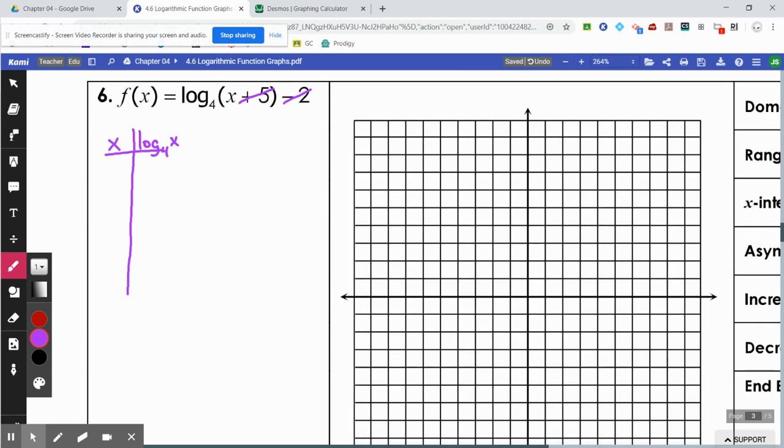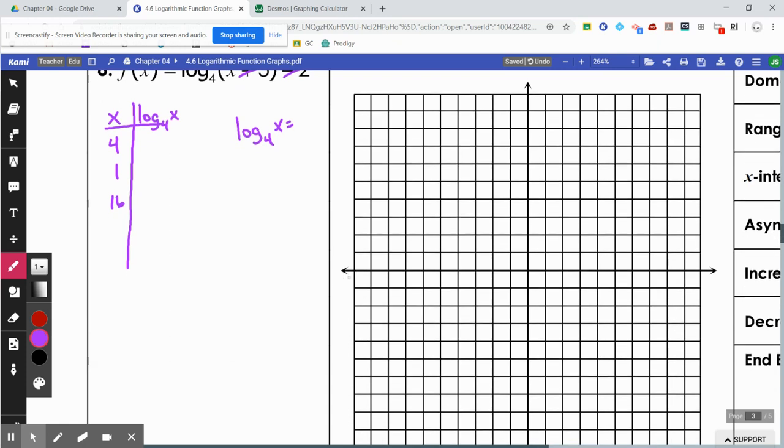So when you're doing log base 4 of x, let's again talk about that. You're saying 4 to what power is x? So 4 to the first power is 4, so 4 is going to be an easy one. I know 1 will be an easy one. 16 will be an easy one to plug in. And then you can plug in some more like 1/4 or 1/16. Those are values that are super easy to plug in.